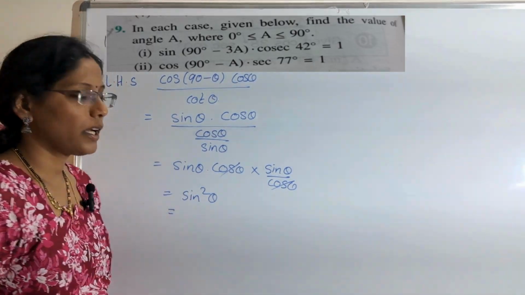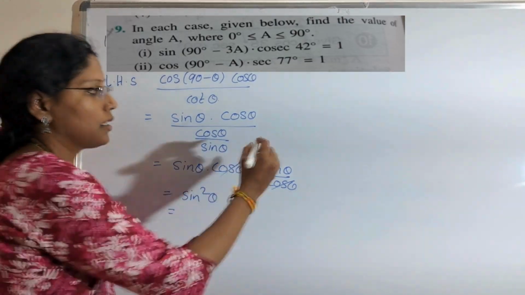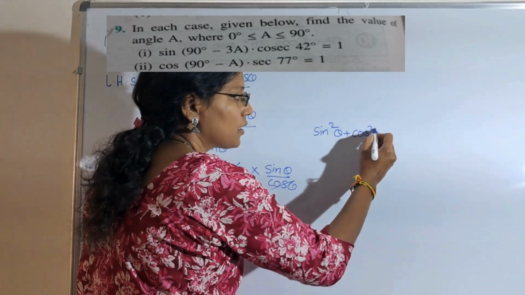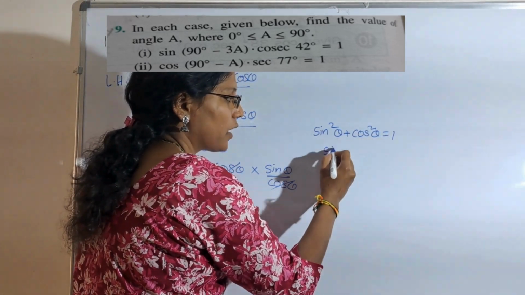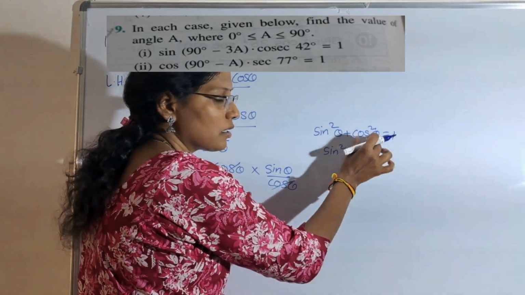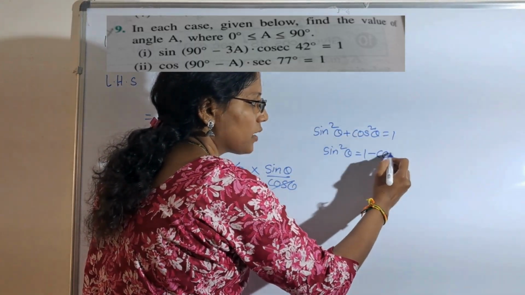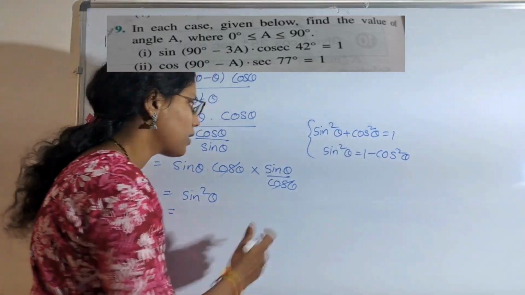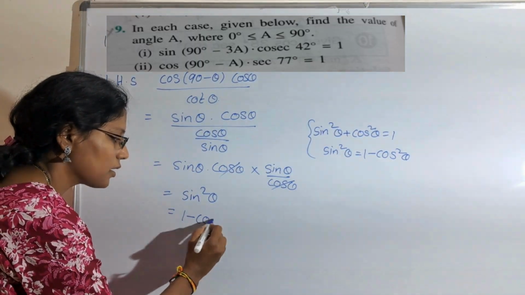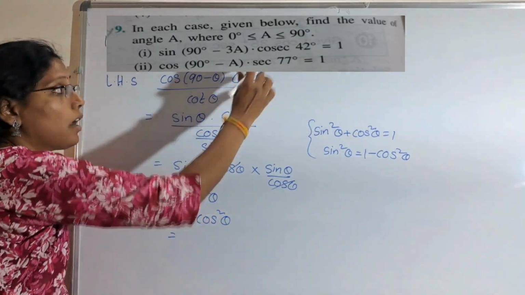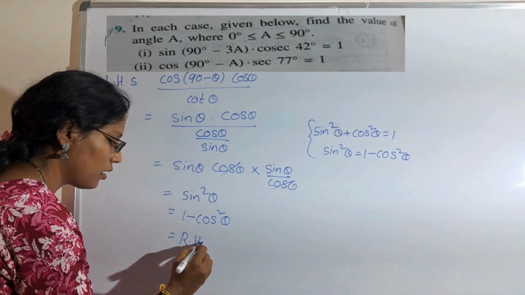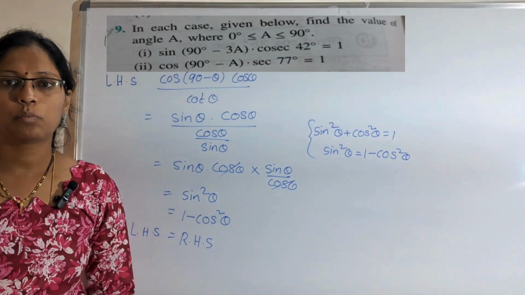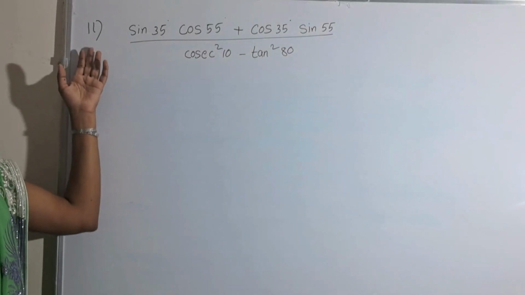Sin square theta, how to write it? Using the identity sin square theta plus cos square theta is equal to 1. Here sin square theta is equal to, cos square theta shifts to the right side, 1 minus cos square theta. Instead of sin square theta we write 1 minus cos square theta. This is our RHS. Therefore, LHS is equal to RHS. Hence proved.